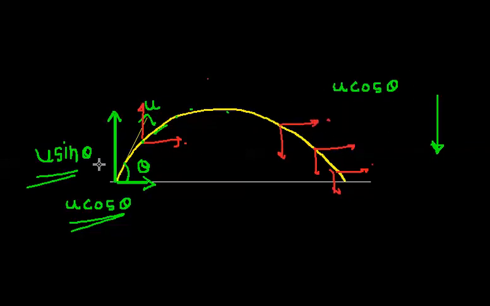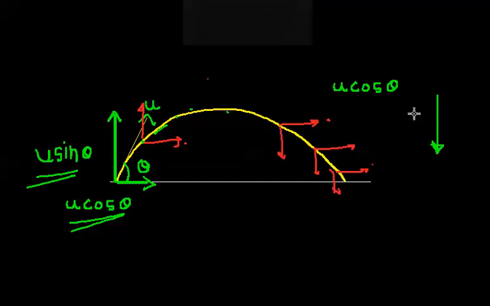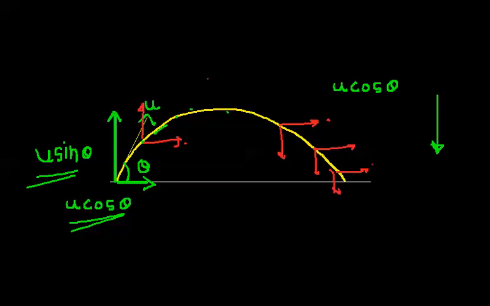But what about the vertical component? The vertical component is simply going to change because as it is being pulled downwards, the object will eventually stop. So at this point, maybe it will have only the horizontal component. This is the highest point. You can call it the height. At this point, only the horizontal component is present and the vertical component is not present.